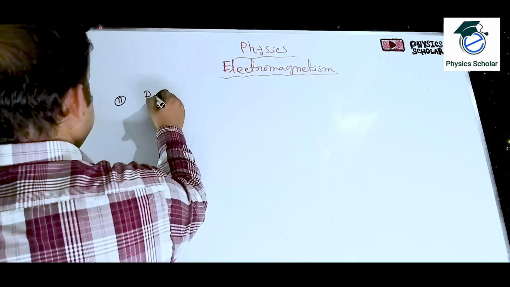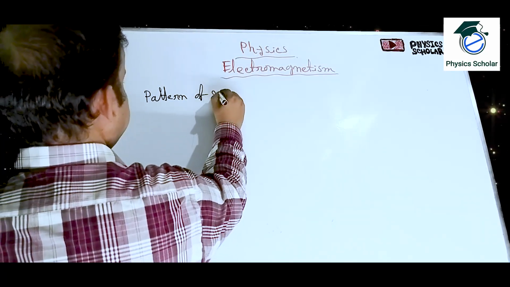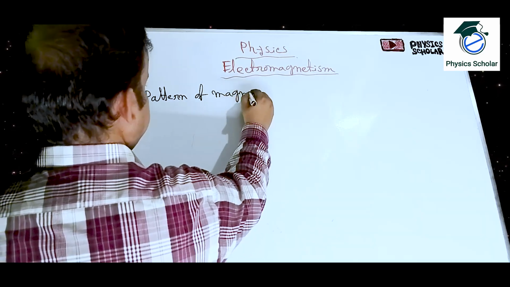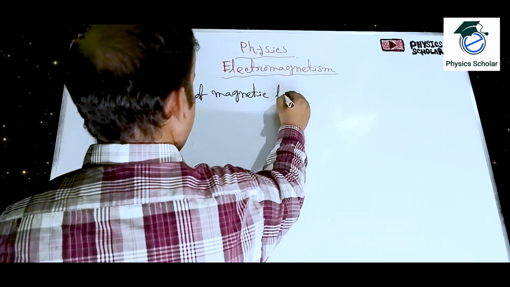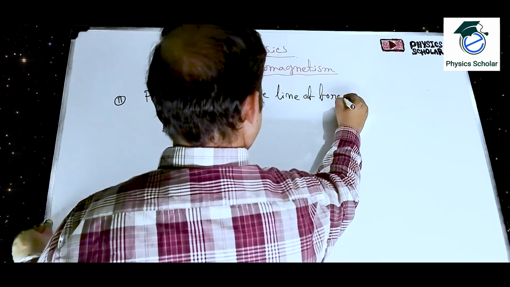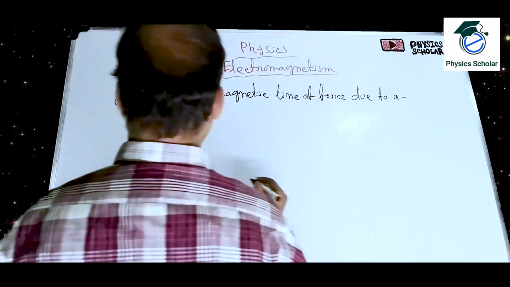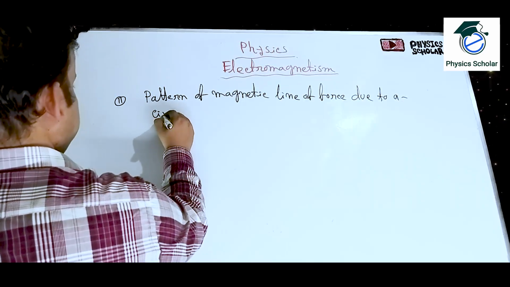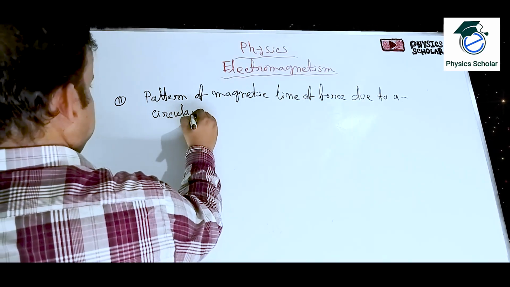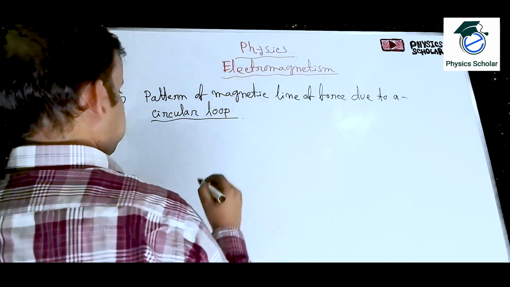Pattern of magnetic line of force due to a circular loop. Okay, due to a circular loop.